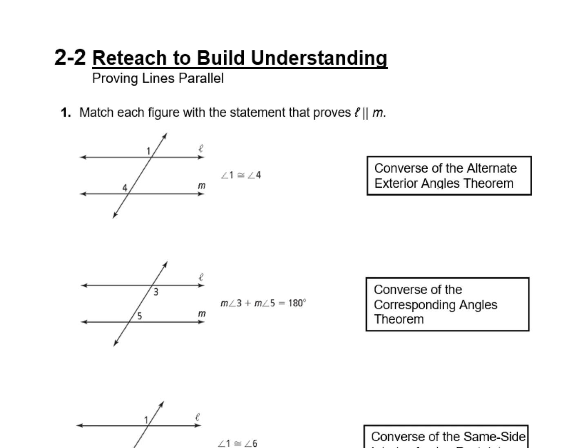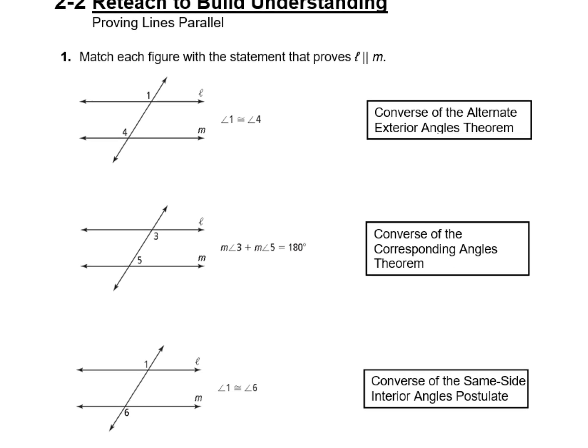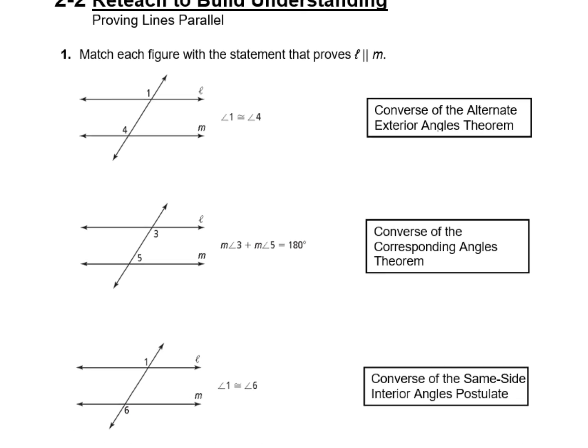All right, let's move on to lesson 2.2. It says match each figure with the statement that proves that line L is parallel to line M. So if you are starting with congruent angles or supplementary angles, then you can conclude that the lines are parallel. These are our converse theorems.